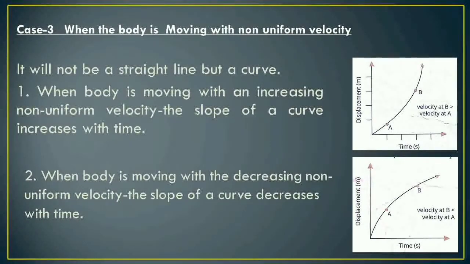That means the velocity at point B is less than the velocity at point A. In the first case, that means in the first graph, the velocity at B was greater than the velocity at A. That's why the slope of the curve increases. But in the second graph, when the body is moving with decreasing non-uniform velocity, the velocity at point B is less than the velocity at point A. So it is moving downward.